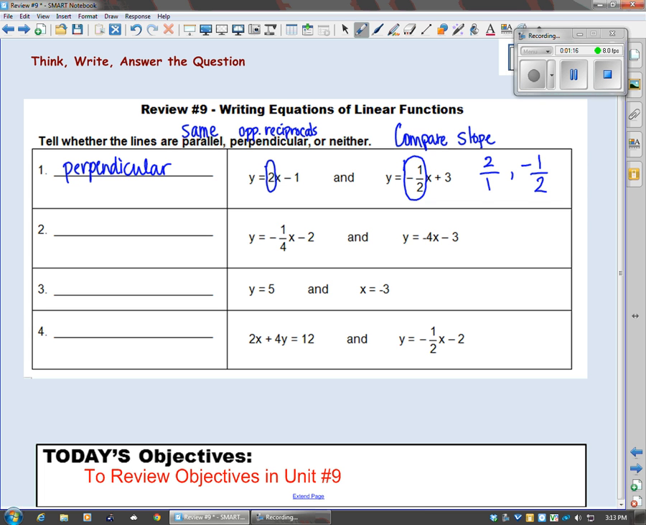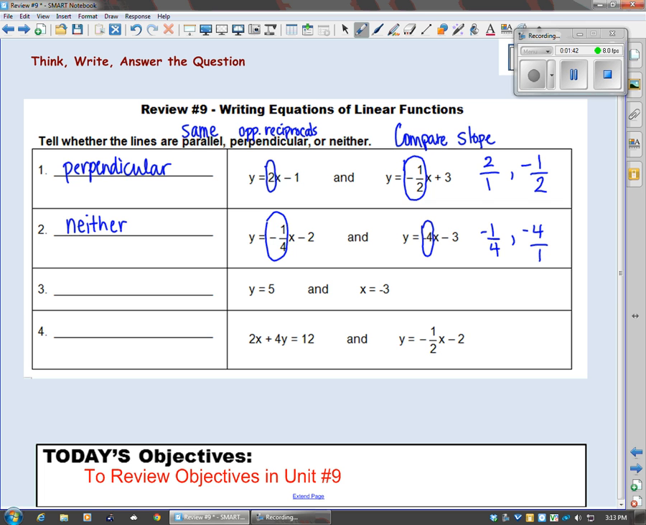Number 2, I have negative 1 over 4 and negative 4. So when I write those each as a fraction, I see that they are reciprocals, but they are not opposite signs. So be really careful on that. Don't want it to be something that it's not. That's just neither.